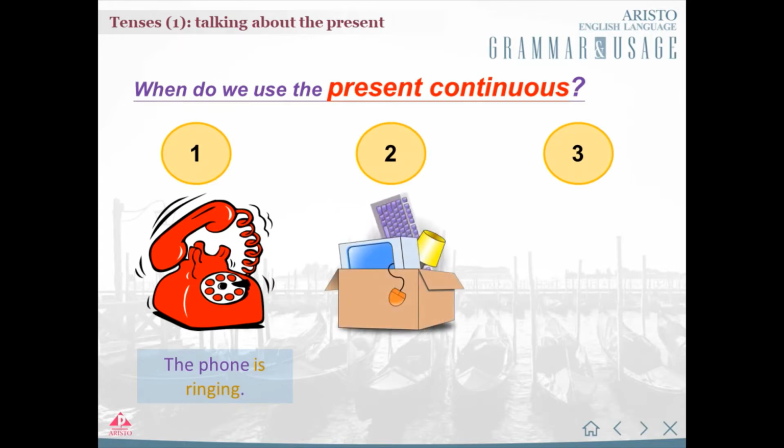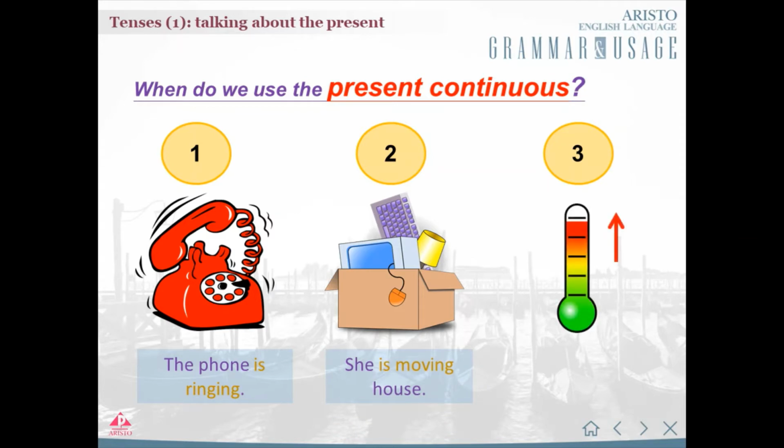Secondly, we use the present continuous to describe temporary situations that only last a short period of time. For example, when someone is moving house. We can also use the present continuous to describe changing situations. The weather is getting warmer is an example.